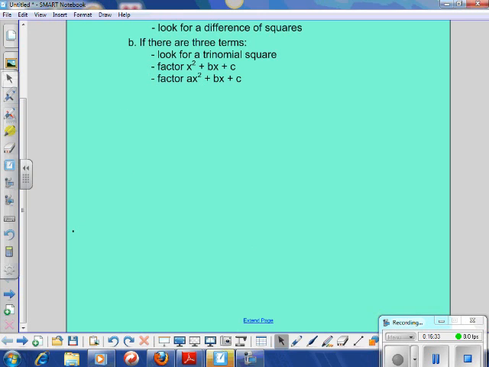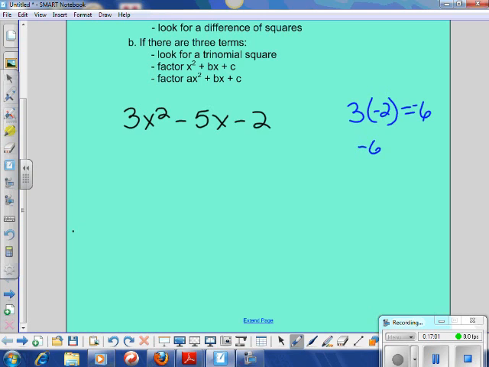Our next problem is 3x squared minus 5x minus 2. Once again, we're going to look at our first coefficient, which is 3, times our last coefficient, which is negative 2, which gives us negative 6. So I'm going to need to break negative 5x into negative 6x plus 1x. That gives me negative 5x, doesn't it?